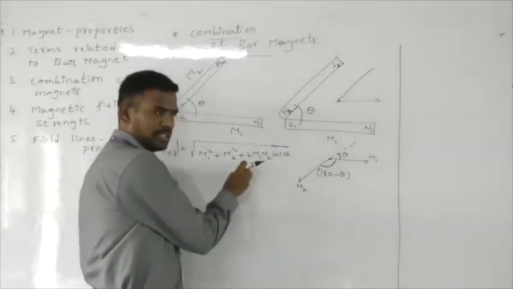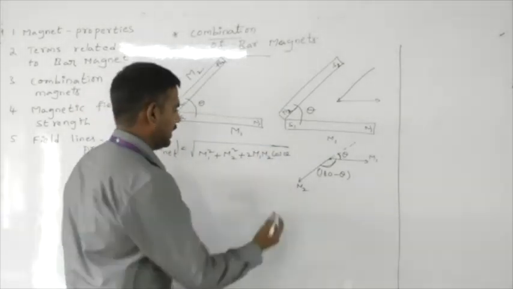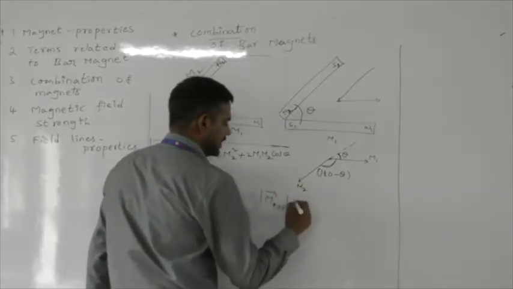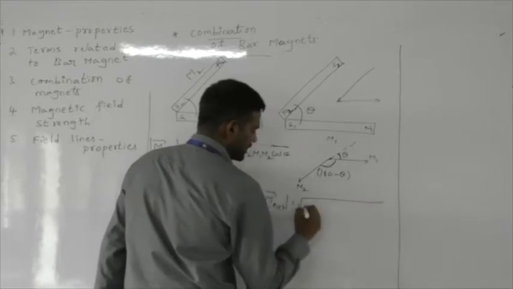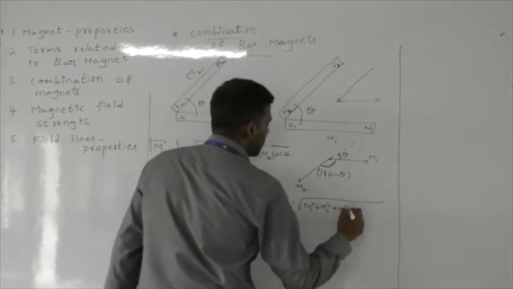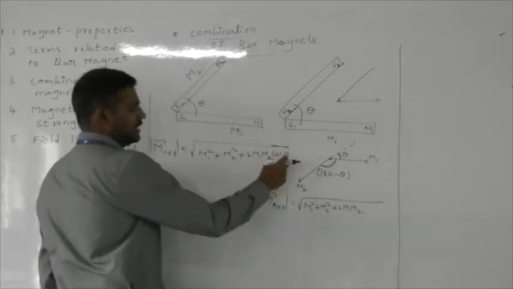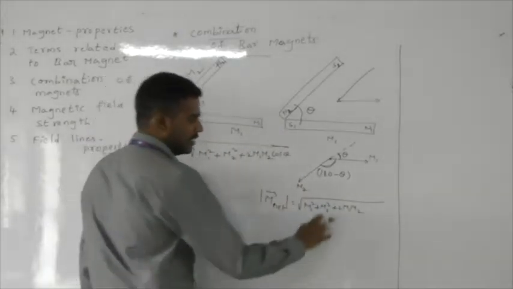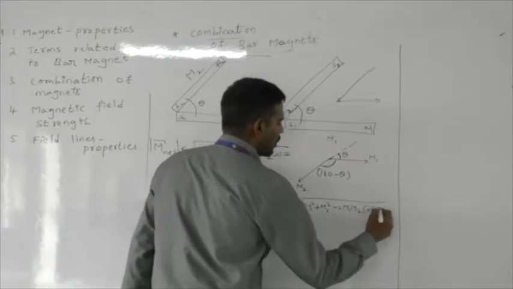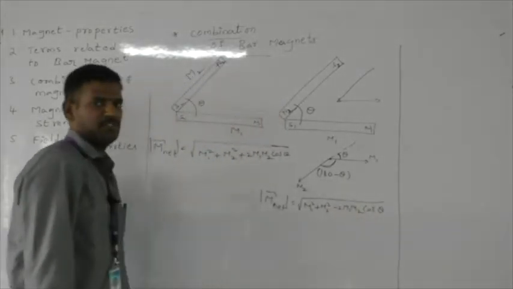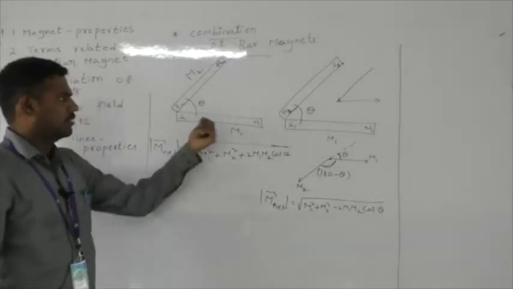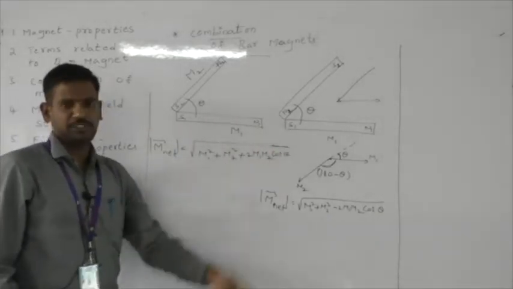Now let me substitute back into the same formula that I know already. What is going to be the net magnetic moment in this case? That is going to be under root m1 square plus m2 square plus 2 m1 m2 cos, but instead of theta here I have 180 minus theta. Therefore, this formula becomes minus 2 m1 m2 cos theta. This is going to be the net magnetic moment. Yes, so hope you understood the difference between these two cases.